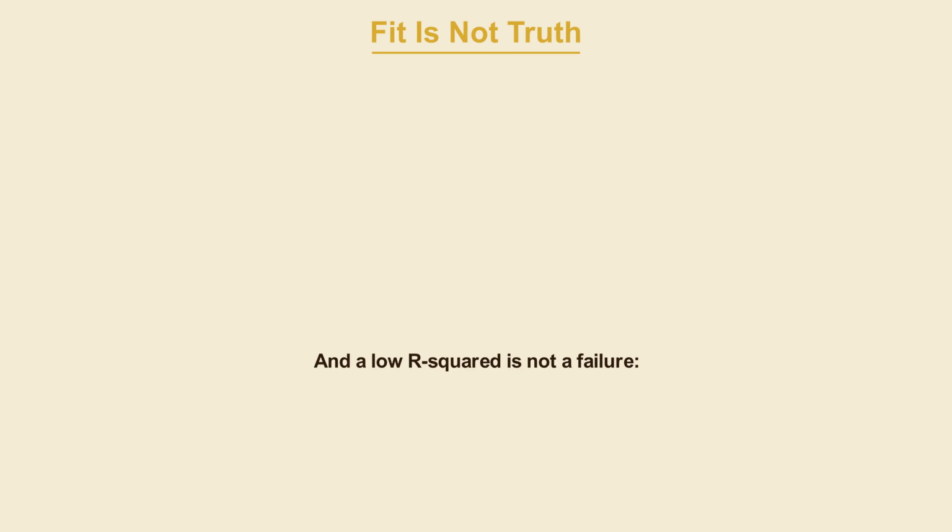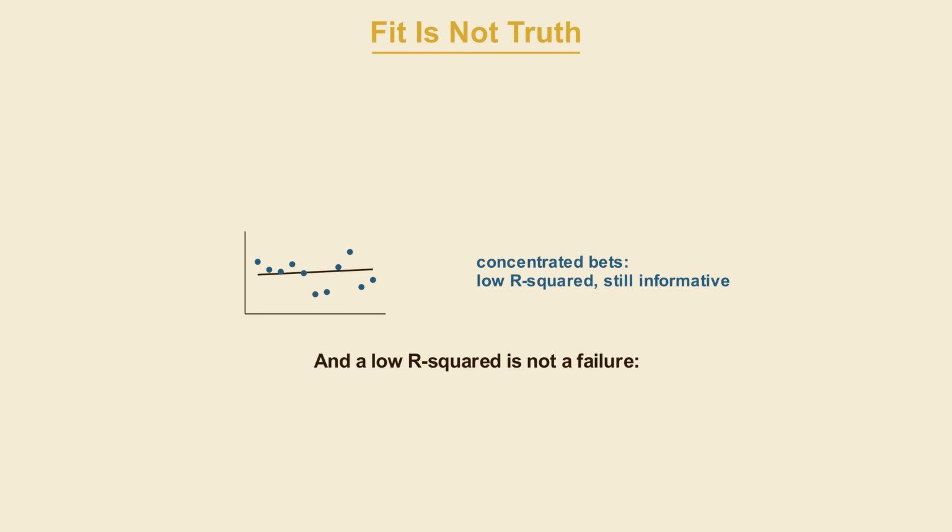And a low R-squared doesn't mean that the model is wrong. Think about a fund that's making big concentrated bets on individual companies and mostly ignoring the broad market. If you regress that fund onto the market, you'd expect a low R-squared because most of what it does has nothing to do with the market. That low number isn't a failure, it's telling you something about the strategy.